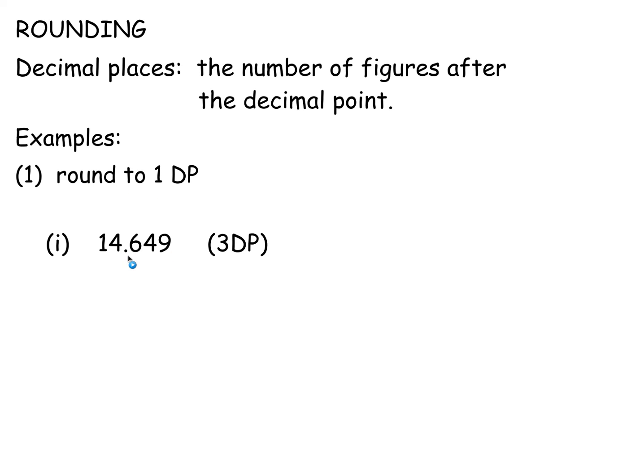So, for example here, 14.649, there are 3 digits after the decimal point, the 6, the 4 and the 9. So that's 3 decimal places. If I want to round it to 1 decimal place, that's 1 digit after the decimal point. I've either to round to 14.6 or 14.7 because 14.649 lies between 14.6 and 14.7. So it's a case of which is it nearest to. Is it nearer the 14.6 or nearer the 14.7?